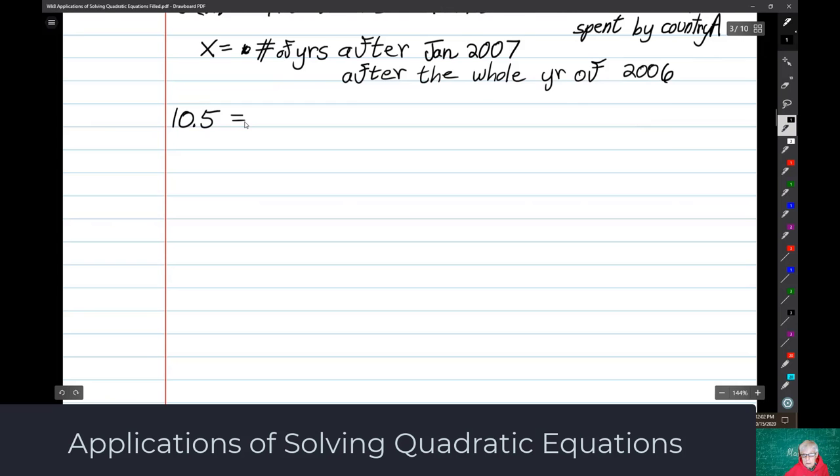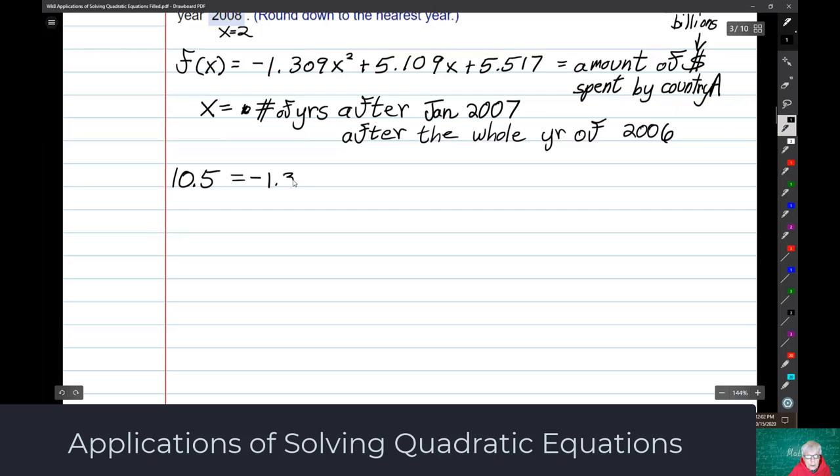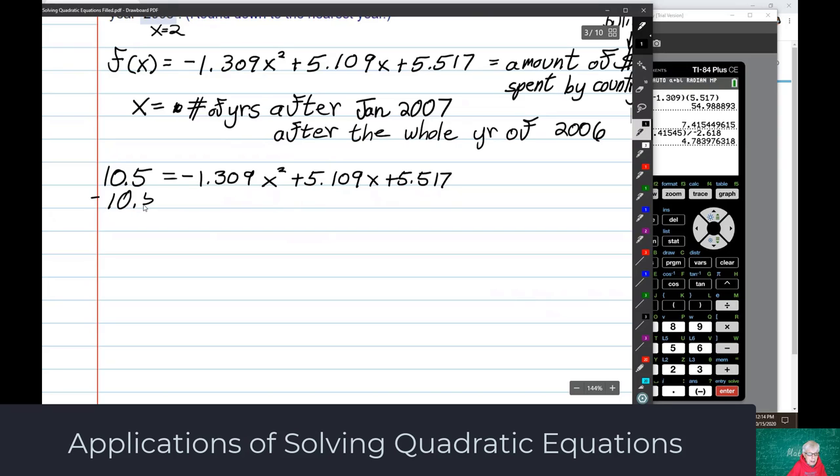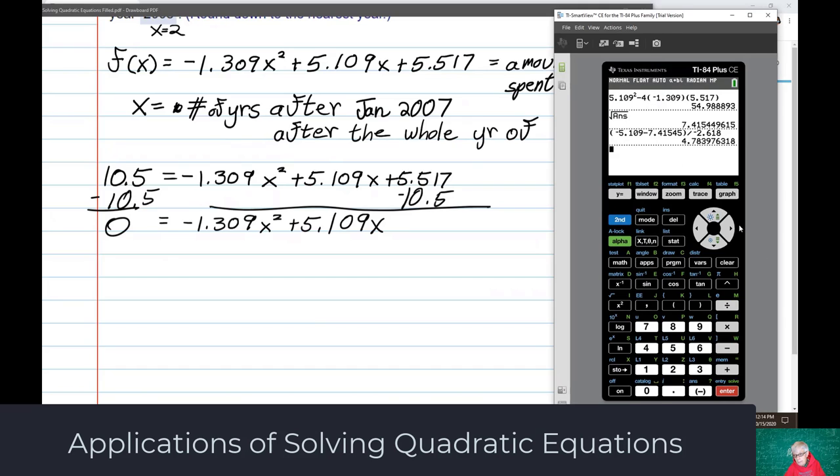So 10.5 equals negative 1.309 x squared plus 5.109 x plus 5.517. Minus 10.5 on both sides: 0 equals negative 1.309 x squared plus 5.109 x, minus, because that'll be bigger, but let's just go with this. How totally ugly this is.